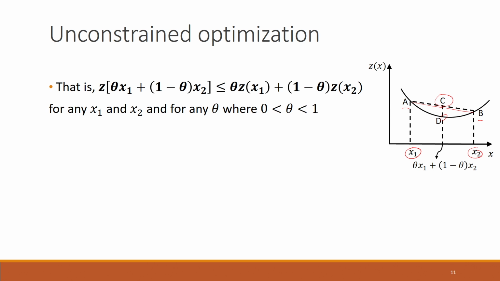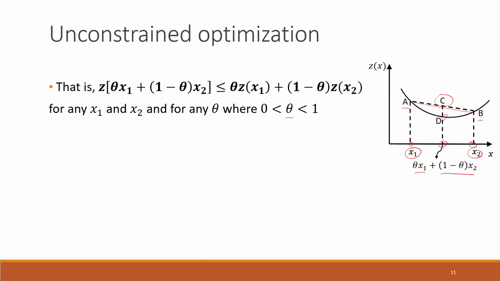So how to write this mathematically? This is x1 here, this is x2 here. So let us have this parameter theta which takes a value between 0 and 1. So theta x1 plus (1 minus theta) x2 is suppose this value here. How close this value is to x1 as compared to x2 will depend on the value of theta. So if theta is very small, then it will be closer to x2. If theta is very large, then it will be the other way around.